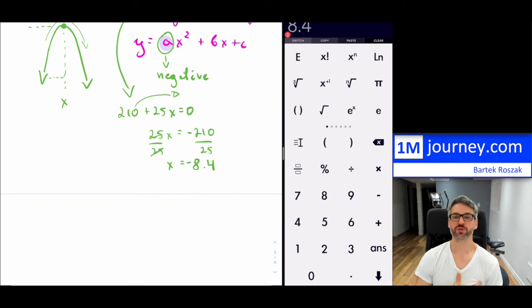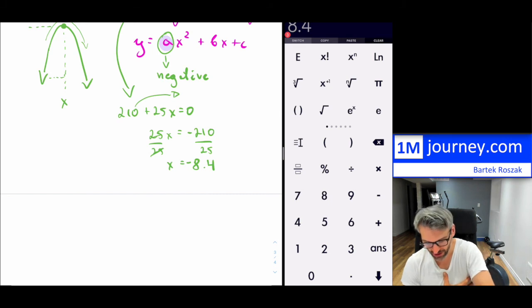Now, of course, we can't have negative, right, because that would mean that we're increasing these prices in some way. But for our parabola, this is this point right here. This happens at negative 8.4.